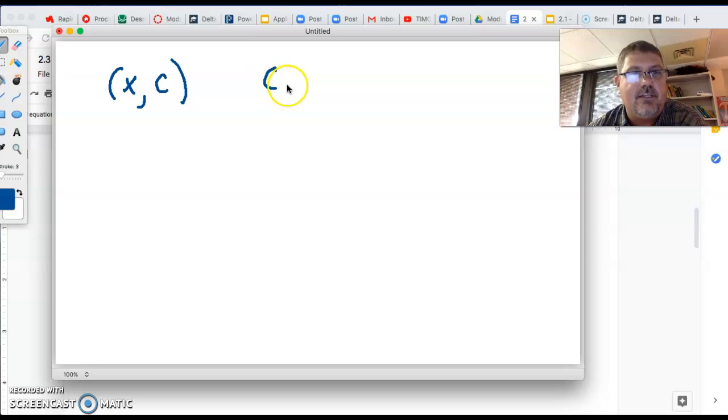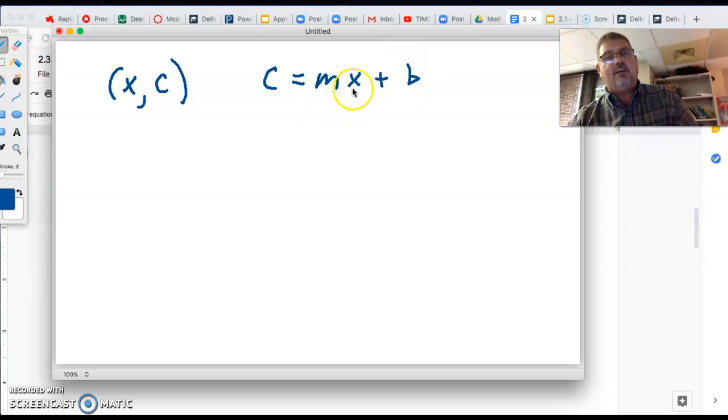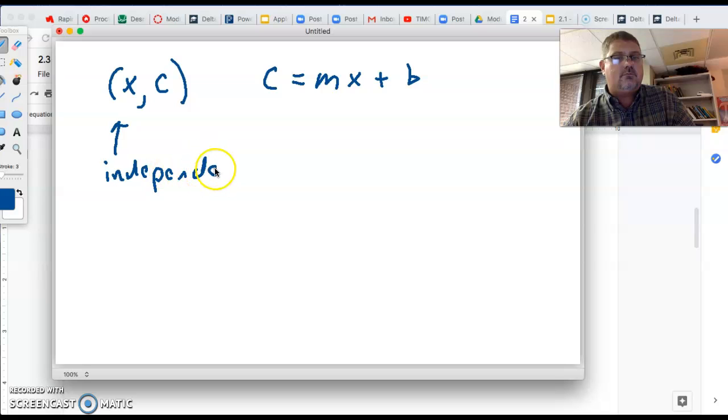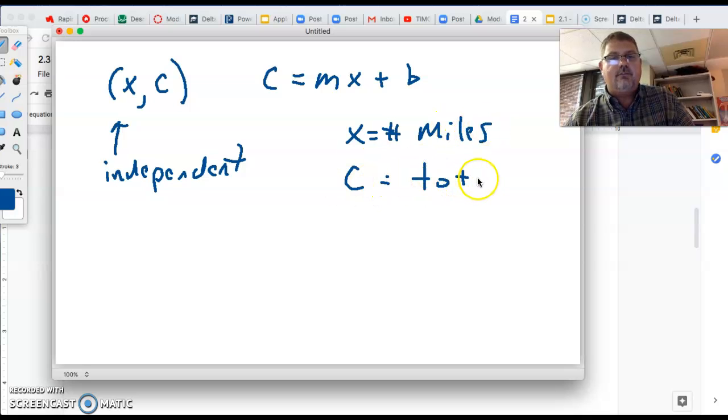So we want to build a c equals mx plus b, right? The cost is going to be a function of the number of miles. So this is your independent variable. Right? And your cost depends on that, right? The number of miles. So we'll write right here, x is the number of miles. C is total cost of the ride, right?